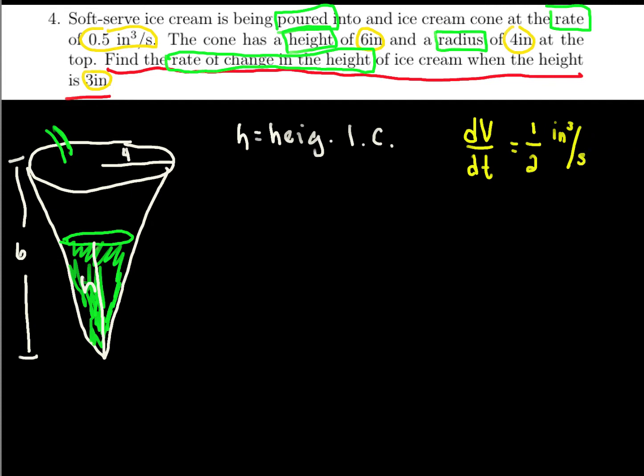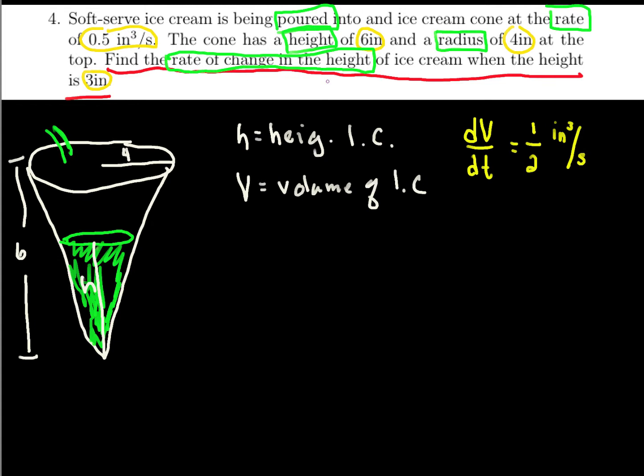And since I've now introduced a new variable, V, I need to describe what it is. So V is the volume of the ice cream. And so have I collected all my information and gathered it together? Well, I've got change in volume. The cone is 6 inches tall. The radius of the cone is 4 inches.